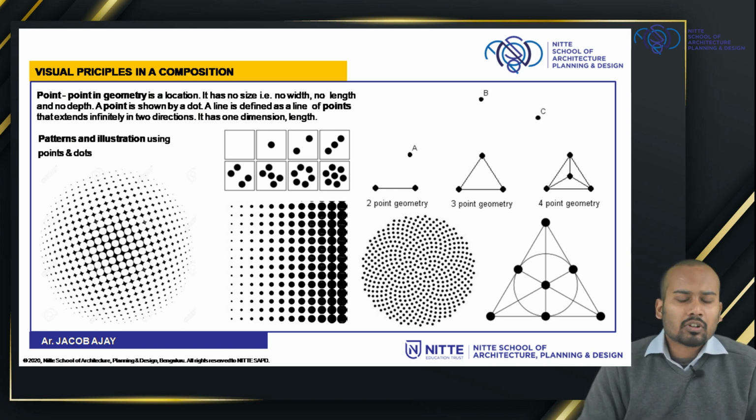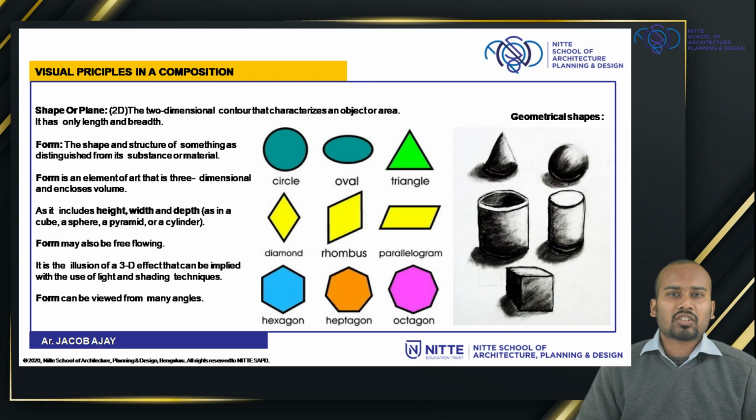So what is the difference between a line and a point? A line is defined as a series of points which extends indefinitely in two directions. So it has one dimension called length. So what is a shape? A shape is a two-dimensional contour that characterizes an object or a form. So it has two things, one is length and one is breadth.